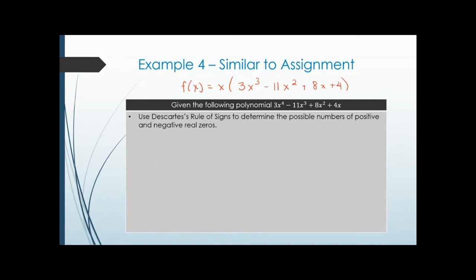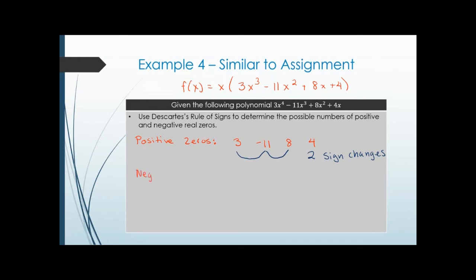But Descartes' rule of signs we can do based off of the whole polynomial here. So the number of positive zeros possible, we look at the coefficients. So we have 3, negative 11, 8, and 4. So when we change signs, we go from a positive 3 to a negative 11, and then negative 11 to 8 is another sign change. So we have 2 sign changes. So that could be 2 or 0 positive zeros. I'm going to just leave that there.